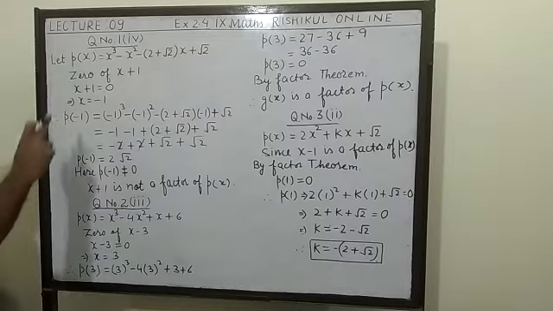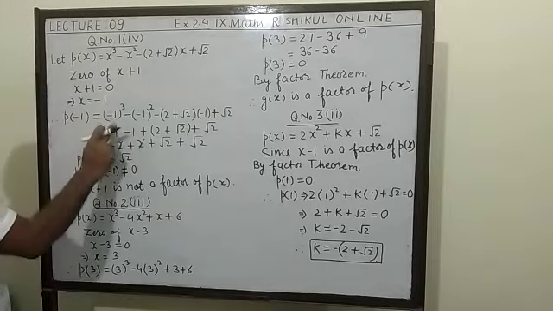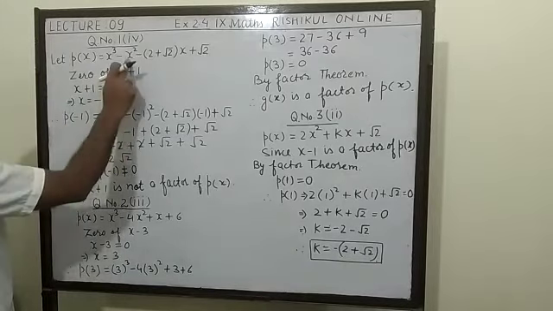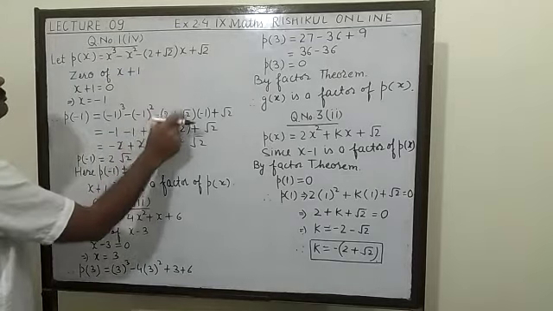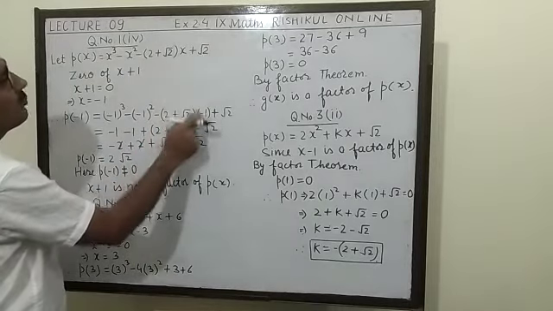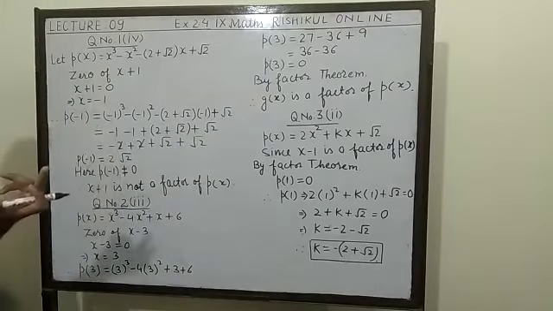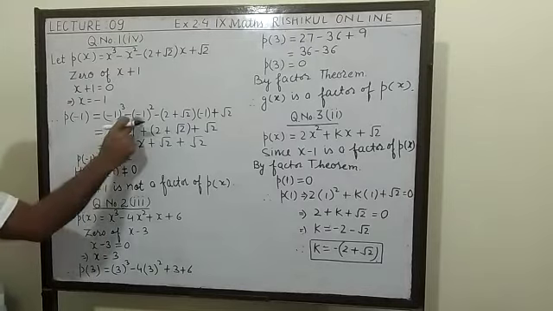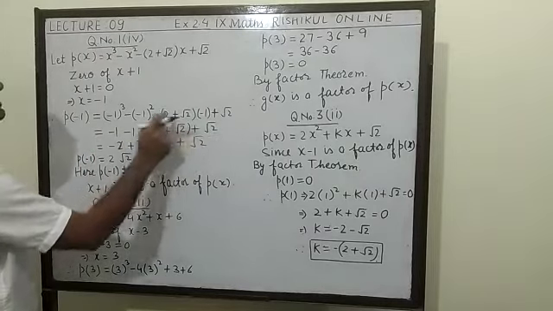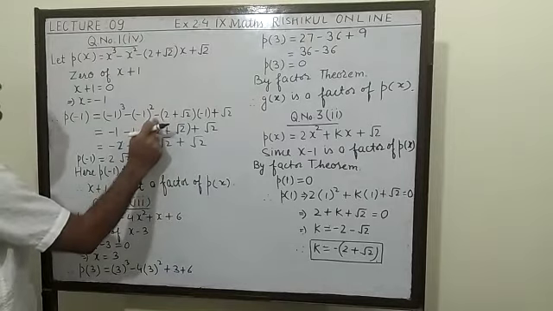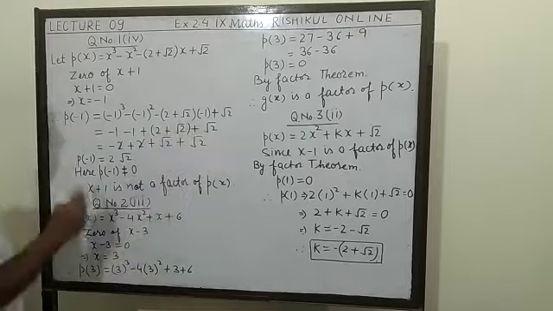You see, in place of x you will put minus 1 here: minus 1 cube, minus 1 square, minus 2 plus root 2 into, in place of x, minus 1, plus root 2. Then minus 1 cube, you know very well, is minus 1. Minus 1 square is 1, and minus into minus, you see very attentively, is plus, so it will be the same, and then plus root 2.